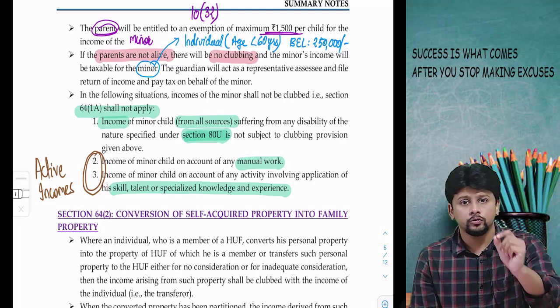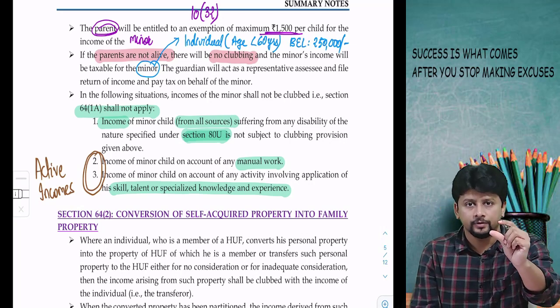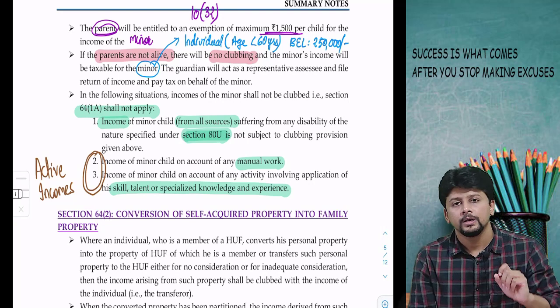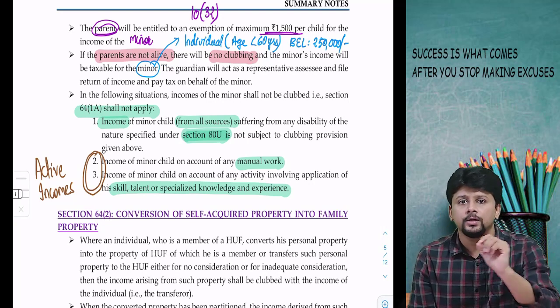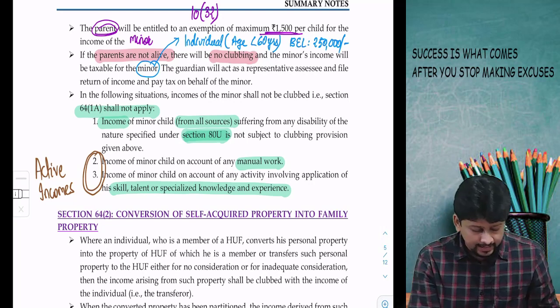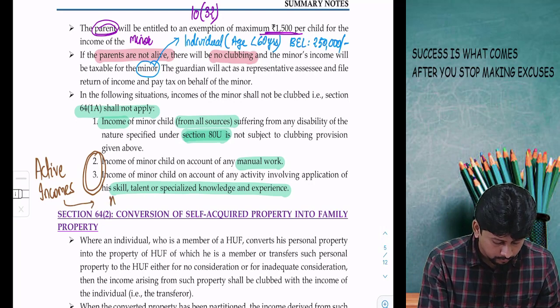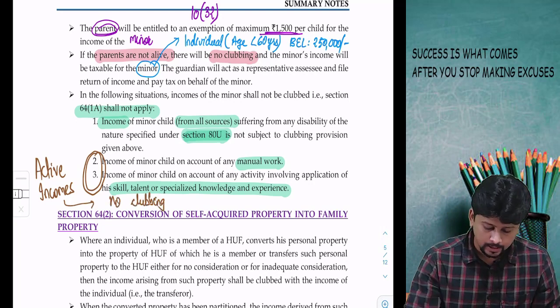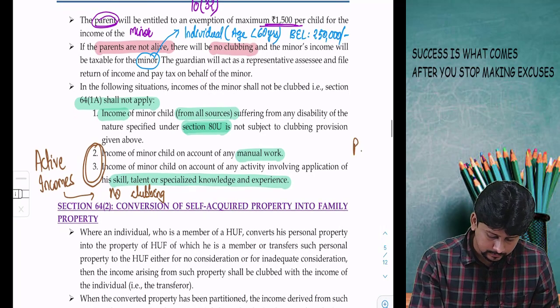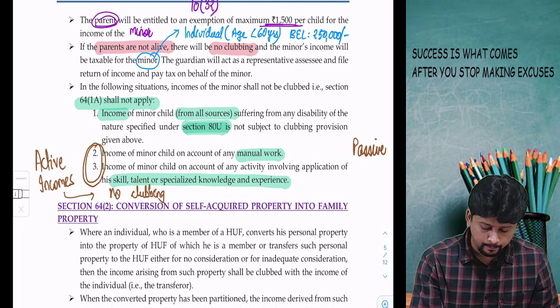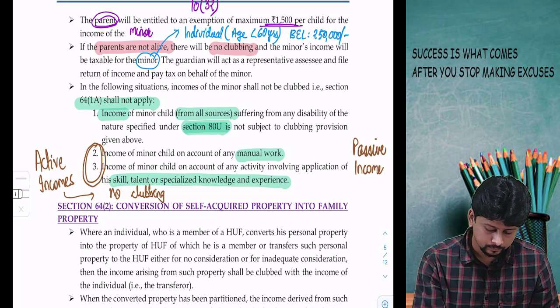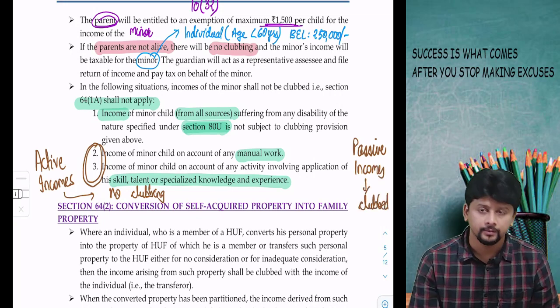The minor has to do some activity, that's how I am deriving the word "active." The minor has to do the activity to earn the income. Then for active incomes, there will be no clubbing. If the minor earns passive incomes, then yes, passive incomes definitely will be clubbed.